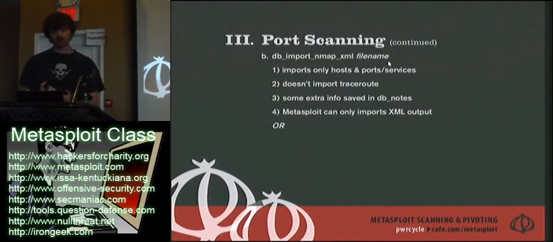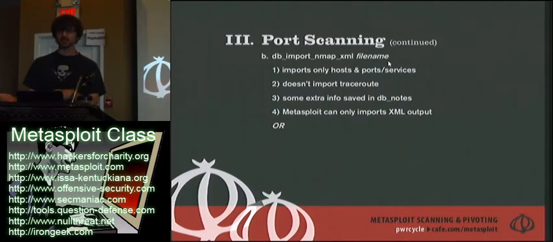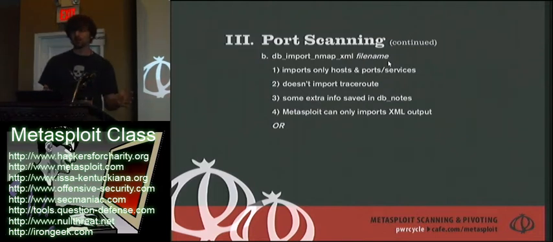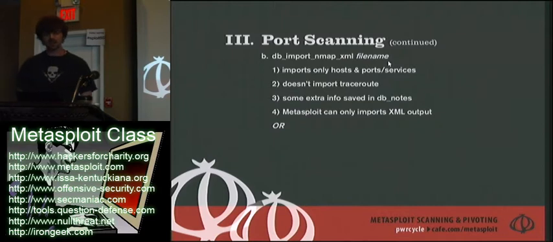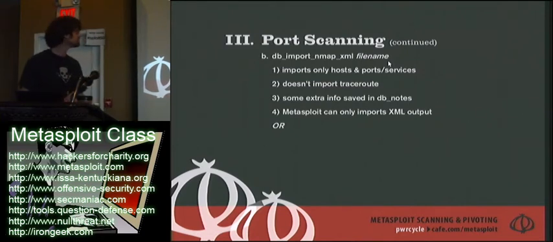Nmap only does the hosts and the ports, and for instance, like I said, I love to see the traceroute. Metasploit doesn't include the traceroute in what it imports. There's some other little extra information, such as Nmap tries to guess the operating system, and it will sometimes give you a percentage guess of what it thinks the operating system is. Metasploit, for the most part, doesn't import any of that. If it does import something, then it throws it into DB notes. Only if you import an Nmap scan do you get anything in DB notes. If you run Nmap from inside Metasploit, it doesn't put anything there with the exact same options.